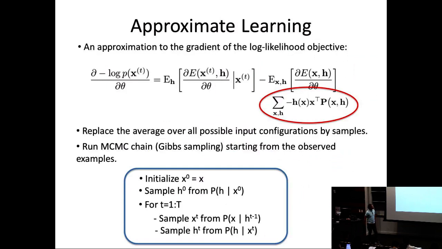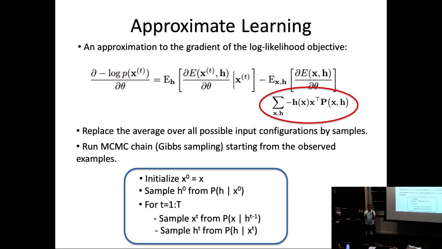What we're going to do is replace the average over all possible configurations just by running samples. So you're basically running a Gibbs chain starting from observed data. And this is how the Gibbs chain looks. You initialize your chain at the data. That's important. You sample X naught from the conditional probability, which is, again, just a bunch of logistics. You can sample from it.